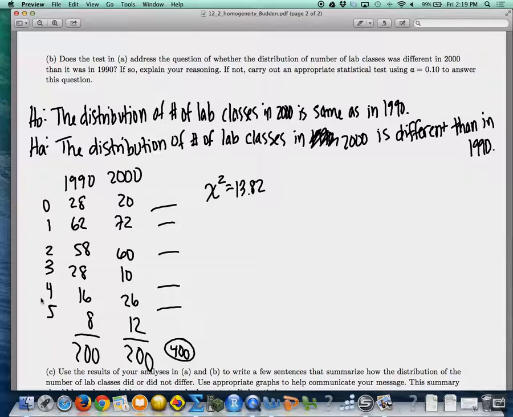I believe you should get a chi-square value of 13.82. Somebody verify that? Yeah. Okay. Chi-square is always upper-tailed, so you then look at the probability of chi-squared being greater than or equal to 13.82, and that's approximately 0.017.